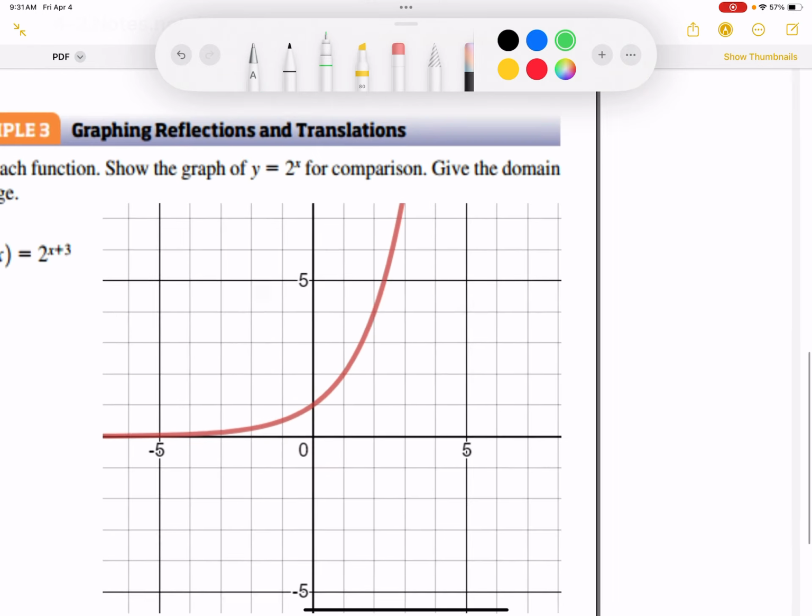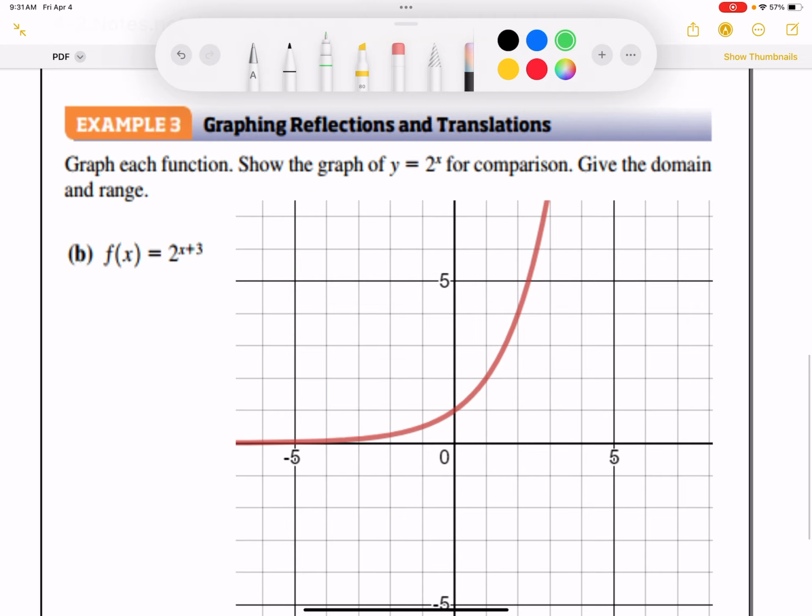Oh, now you see the grouping, right? What does this mean? It's grouped up with the x. Remember, whatever's happening to x is the opposite of what it looks like. So x plus 3 looks like it's adding 3 to the x, but no, it's actually taking all the x values and subtracting 3 from them. So you're going to subtract 3 from your points, and the graph is shifted left 3.